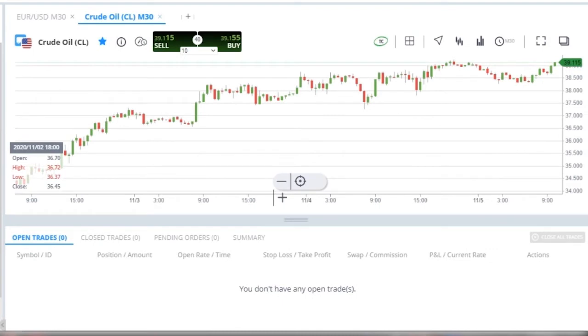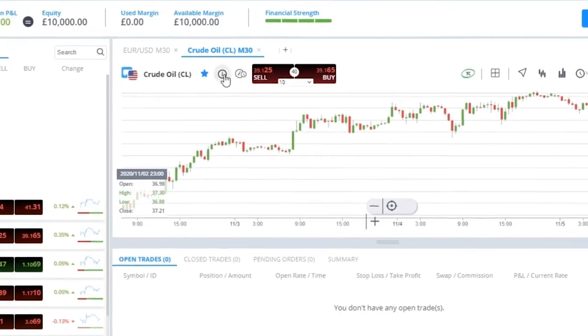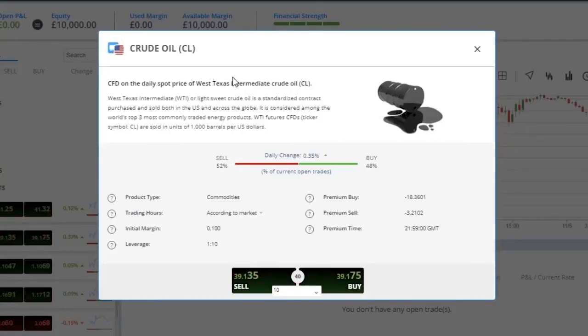As soon as you click on the crude oil instrument, you can see that the chart on the right hand changes, and you are now looking at the movement of the price of crude oil. Click on the I option, which will give you a short description, interesting facts, sentiment, and the daily price change regarding a particular instrument. You can also see trading hours and leverage here.